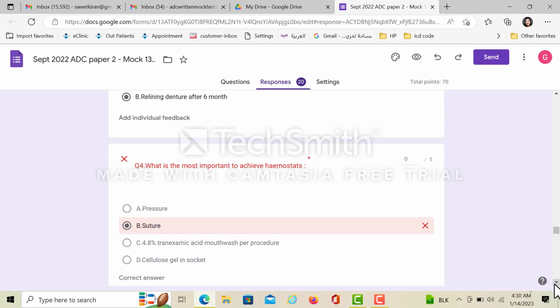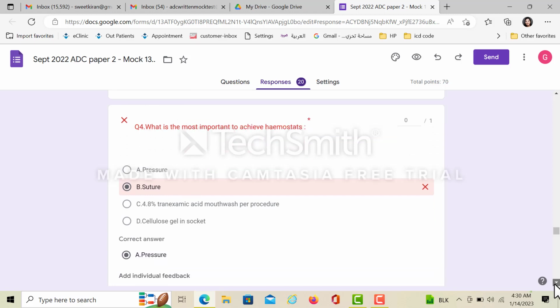What is the most important to achieve hemostasis? Now, this is not related to this particular patient. It's a general dental question. What is the first step that you will take to achieve hemostasis? And that is always pressure. You don't give sutures to everybody. You don't give tranexamic acid mouthwash to everyone or cellulose gel in the socket of every patient. No, you just apply a good pressure, a good digital pressure. You ask the patient to bite on a gauze and then the area heals. So pressure is the most important to achieve hemostasis.